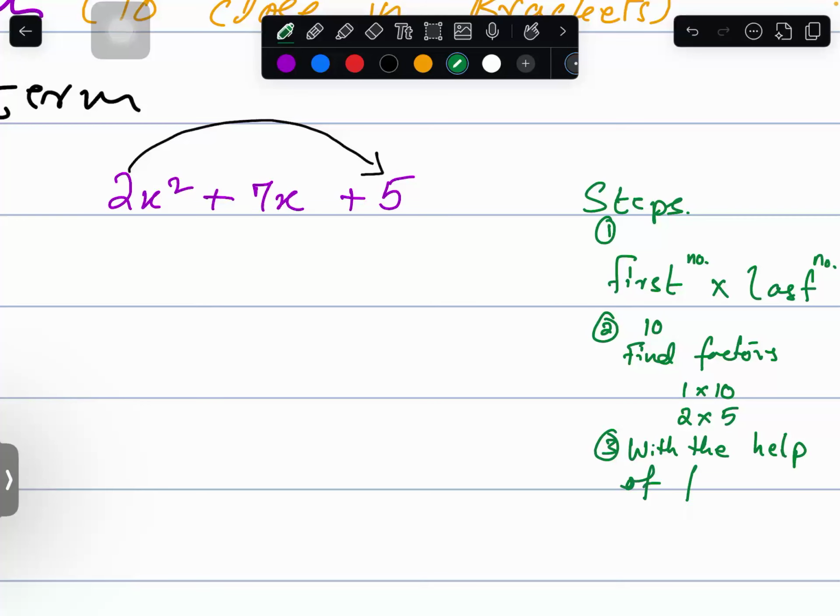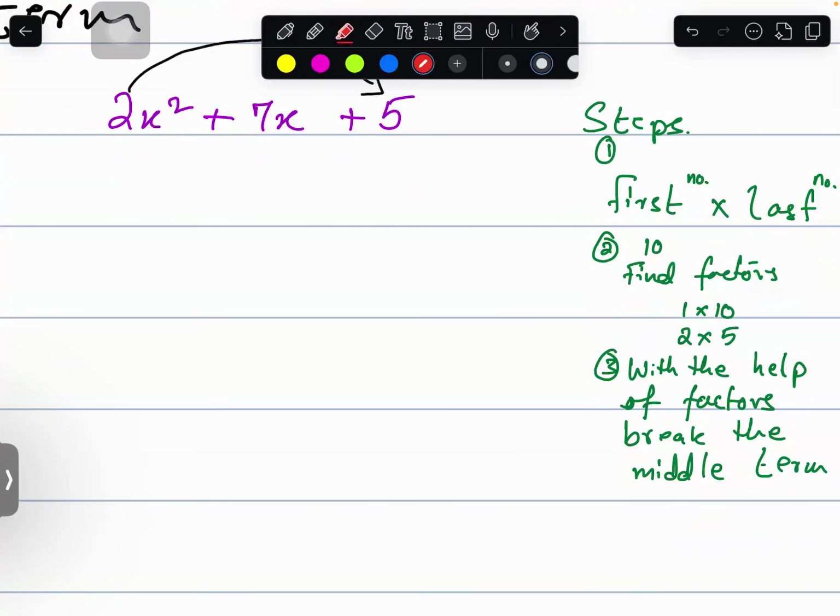Now, the third step says that with the help of factors, break the middle term, which we call middle term breaking. With the help of factors only. This is very important, with nothing else but the factors only. What are the factors? These are the factors. Where did we get the factors from? From this number. Where did this number come from? We multiplied the first number with the last number.